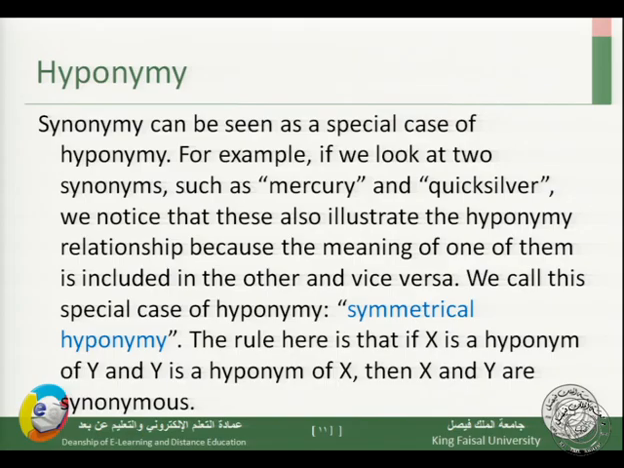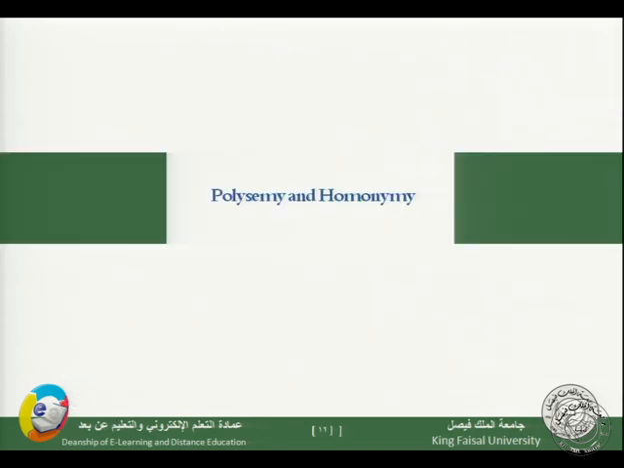If you want a rule to state this, we say that if X, so X can be any word, X can be mercury, for example, is a hyponym of Y, Y can be quicksilver, or any other example of synonymy, and Y at the same time is a hyponym of X, then X and Y are synonyms. So if mercury is a hyponym of quicksilver and at the same time quicksilver is a hyponym of mercury, then mercury and quicksilver are synonyms. And you can do that with other examples of synonymy if you wish.